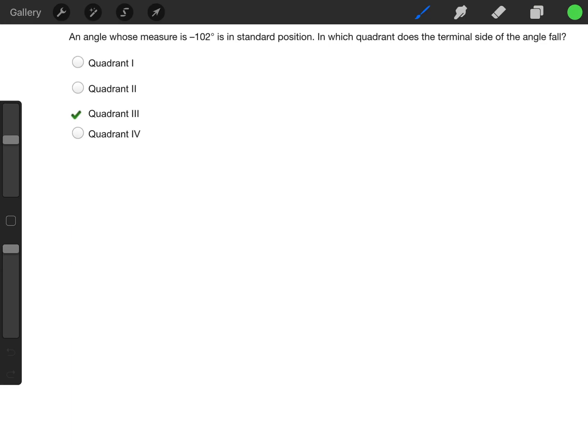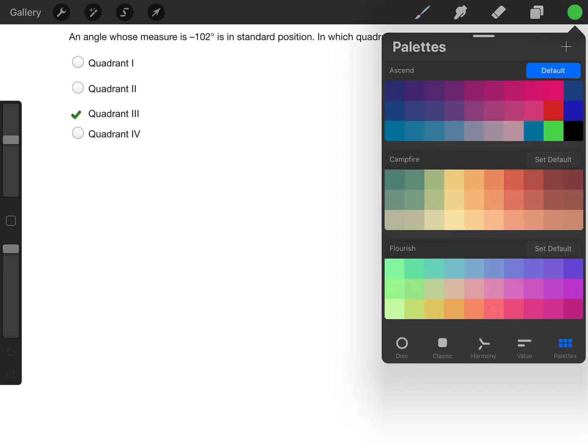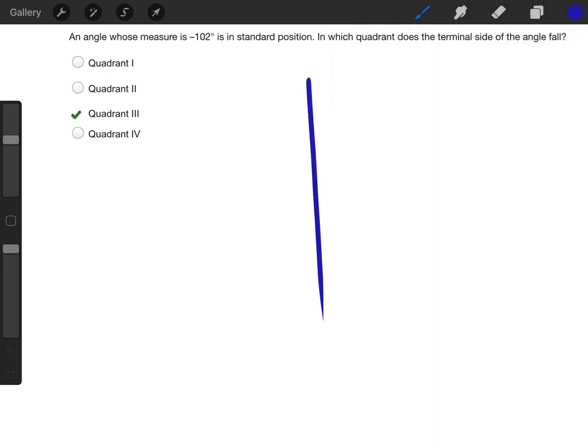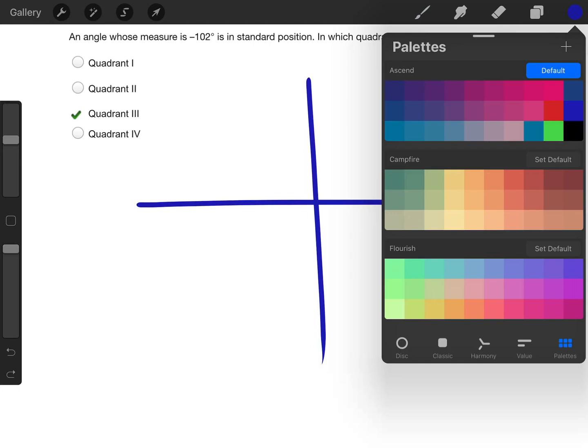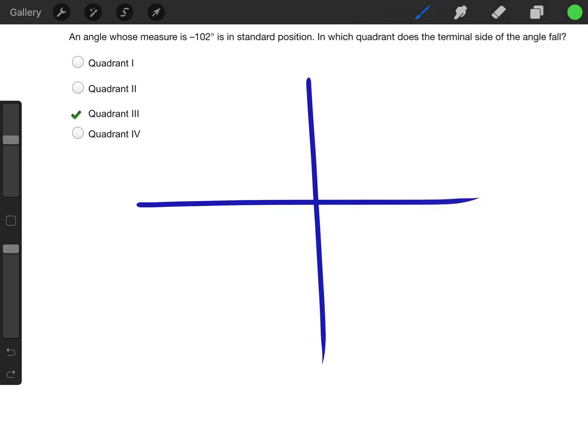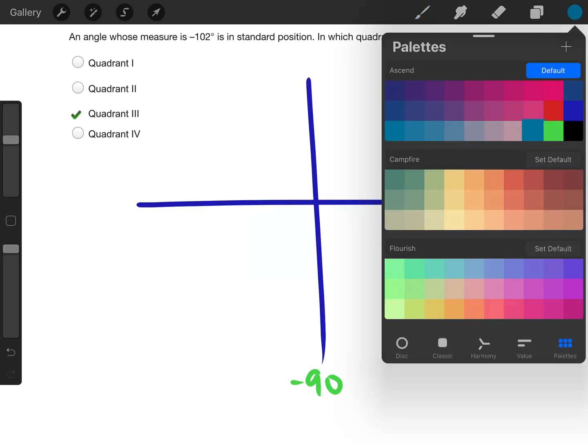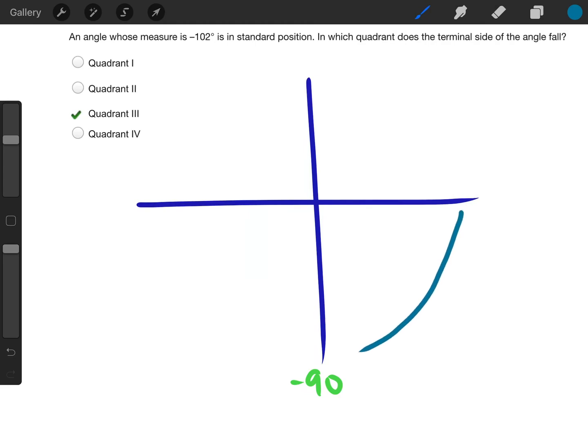All right, an angle whose measure is negative 102. So negative 102, we're going to go clockwise. If you go clockwise, understand that this is negative 90. So you're going to go beyond 90 degrees. You're going to go 12 degrees more, because this sums to negative 102 degrees. So you're going to stop at quadrant 3.